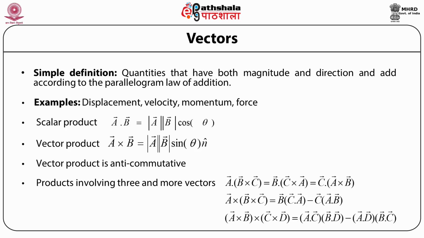So for the products which involve 3 vectors, there are 2 types of products. One is called the scalar triple product, which is given by the equation vector A dot within brackets vector B cross vector C, and this is equal to, if you take a cyclic permutation of these 3 vectors, that is, we can write them as vector B dot within brackets vector C cross vector A, and this turns out to be equal to, again taking the cyclic permutation, vector C dot within brackets vector A cross vector B.